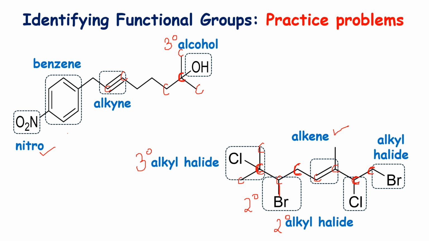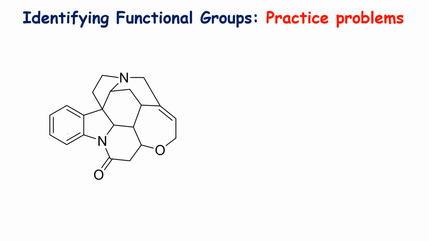Now let's see the bromo group. Carbon holding the Br is attached to only 1 carbon. Its first neighbor is 1 carbon. So this is an example of primary alkyl halide. The next molecule is having many rings fused together. So let's see what functional groups are present here.